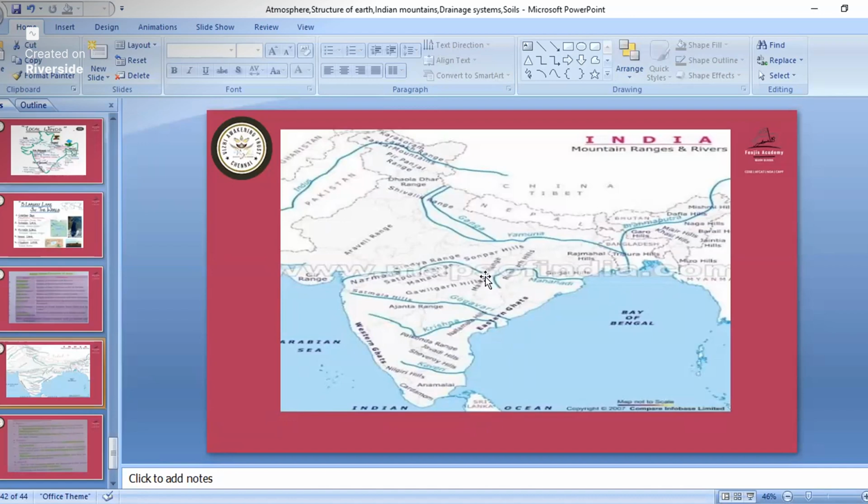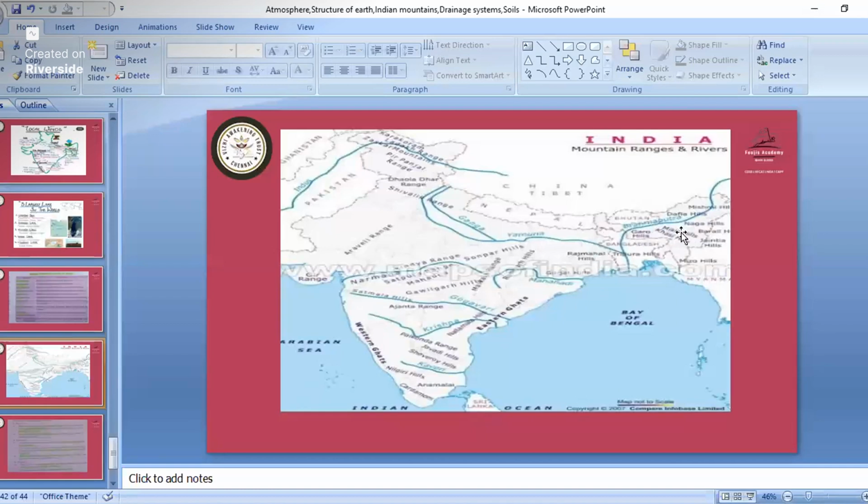Now you can see the Narmada river is flowing here, and we have the Satpura range south of the Narmada river, and in the north we have the Vindhya range. And the Aravalli is a famous range, so everybody will be knowing that it is in Rajasthan. The Satmala Hills are in the Maharashtra area. Then we have the Rajmahal Hills in Jharkhand.